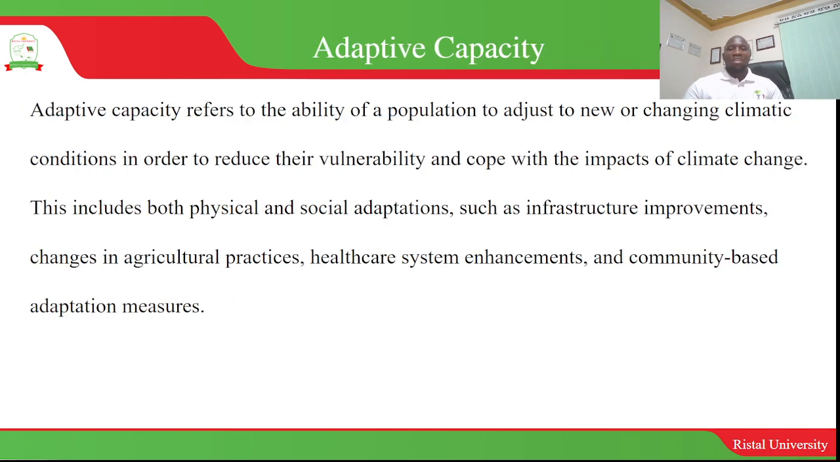So that is what we call sensitivity to climate change. And then we have adaptive capacity. The ability of a population to adjust to a new or changing climatic condition in order to reduce vulnerability and cope with the impact of the climate change. Okay? Adaptive capacity. I've given two examples that relate to this.